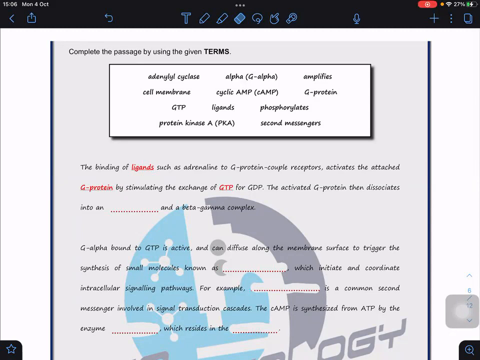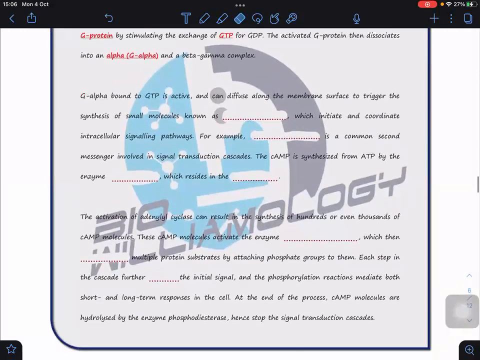Okay. So the activated G protein then dissociates into the G alpha and a beta gamma complex. So that means the beta gamma dissociates from G alpha. So G alpha now is activated. G alpha bound to GTP is active and can diffuse along the membrane surface to trigger the synthesis of small molecules known as second messengers, which initiate and coordinate intracellular signaling pathways. For example, cyclic AMP is a common second messenger involved in the signal transduction cascade.